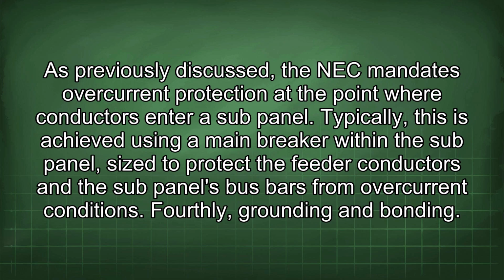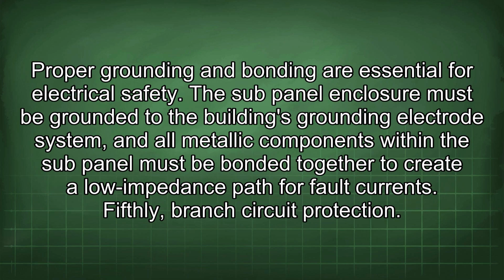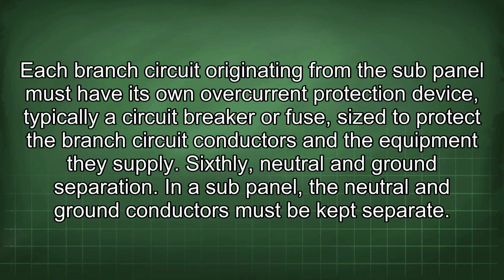Fourthly, grounding and bonding. Proper grounding and bonding are essential for electrical safety. The sub-panel enclosure must be grounded to the building's grounding electrode system, and all metallic components within the sub-panel must be bonded together to create a low impedance path for fault currents. Fifthly, branch circuit protection. Each branch circuit originating from the sub-panel must have its own overcurrent protection device, typically a circuit breaker or fuse, sized to protect the branch circuit conductors and the equipment they supply.